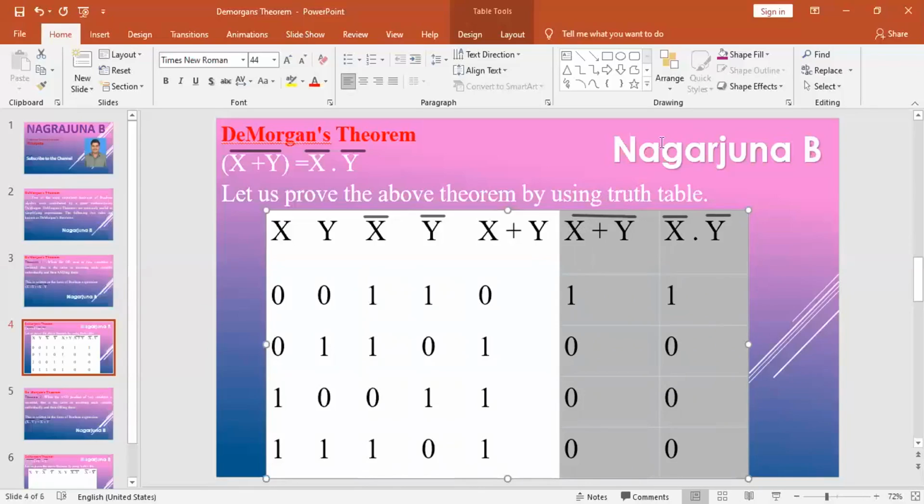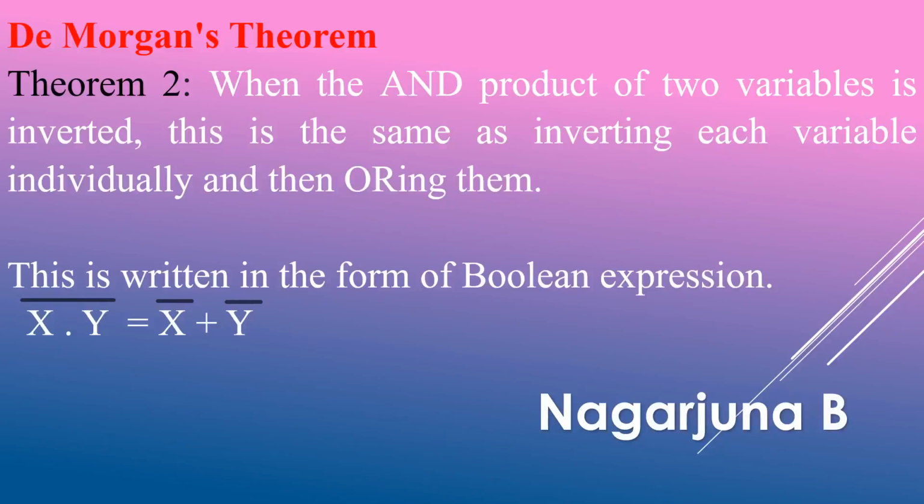DeMorgan's theorem 2: when the AND product of two variables is inverted, this is same as inverting each variable individually and ORing them. Let us consider two variables as x and y. That is x dot y will be the AND product. When it is inverted, that is x dot y whole bar, it is equal to inverting each variable individually, that is x bar, y bar, and ORing them, that is x bar plus y bar. That means when we write this in the form of a boolean expression, it will be x dot y whole bar is equal to x bar plus y bar.